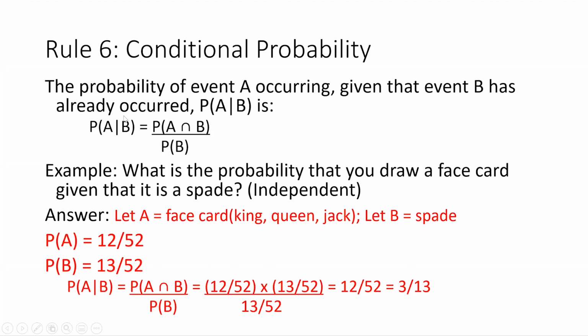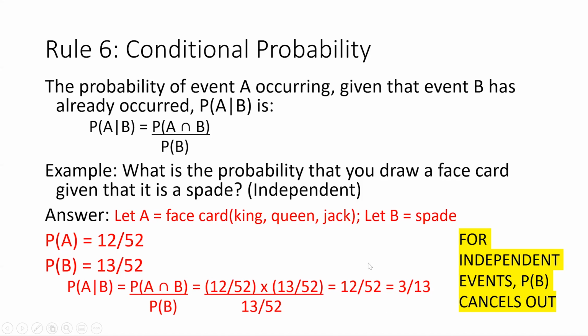So using this equation, probability of A given B is equal to probability of A and B divided by the probability of B, we find that B cancels out, right? And then we just get whatever the probability of getting a face card is, because A and B are independent events. It doesn't matter if I've already drawn a spade. That doesn't give me any more information about how likely it is that it's a face card.